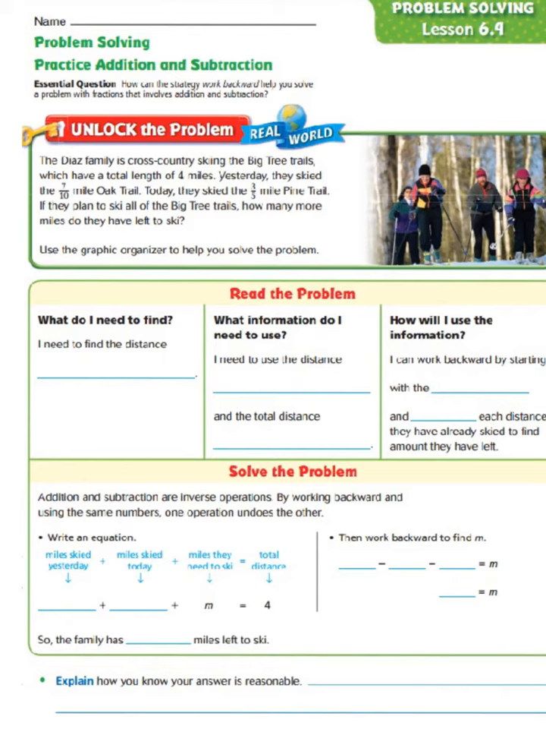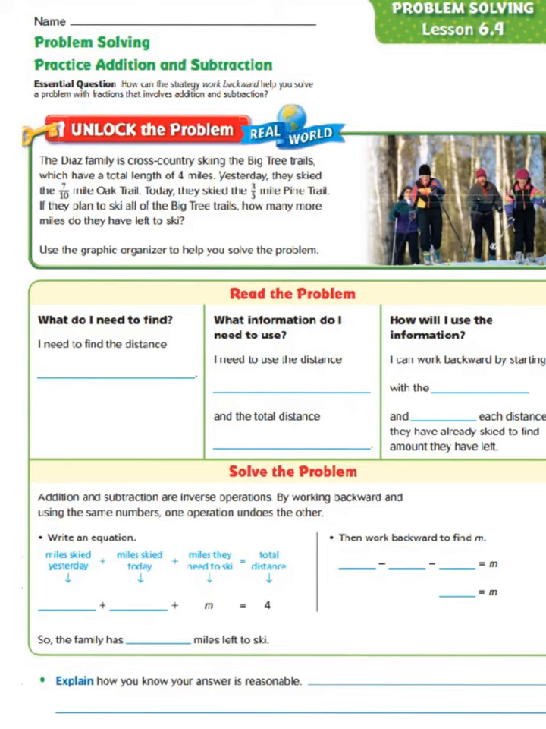Hey class, and welcome to lesson 6.9, Problem Solving, Practice, Addition, and Subtraction. Let's begin by taking a look at our essential question. How can the strategy work backward help you solve a problem with fractions that involves addition and subtraction?